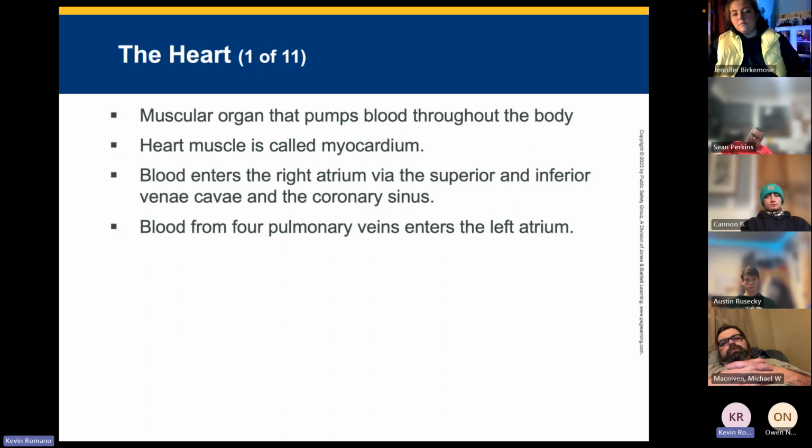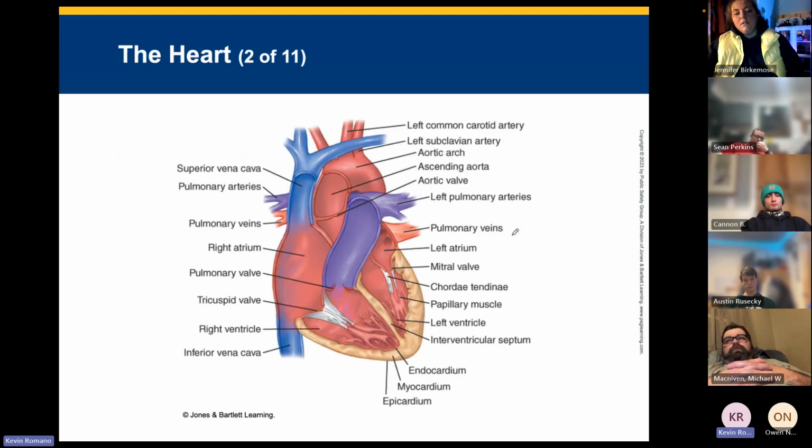The semilunar valves are located between the ventricles and the arteries into which they pump blood. Blood enters the right atrium through the superior and inferior vena cava and the coronary sinus. The blood from the 4 pulmonary veins enters the left atrium. Remember, the pulmonary vein now has oxygenated blood. The pulmonary artery has deoxygenated blood. It's opposite. The only other one that's different like that is the umbilical cord. We'll get to that in obstetrics. Between the right and left atria is a depression called the fossa ovalis, which represents the former location of the foramen ovale. Okay? We just covered a lot of stuff there.